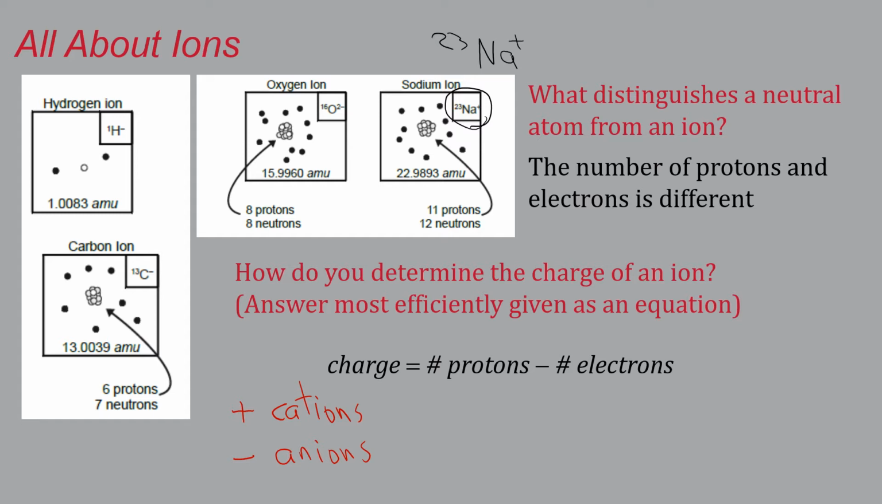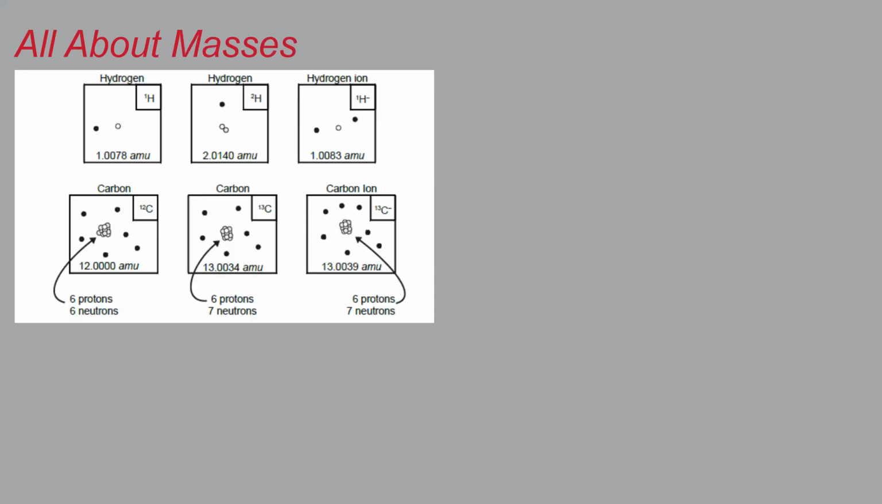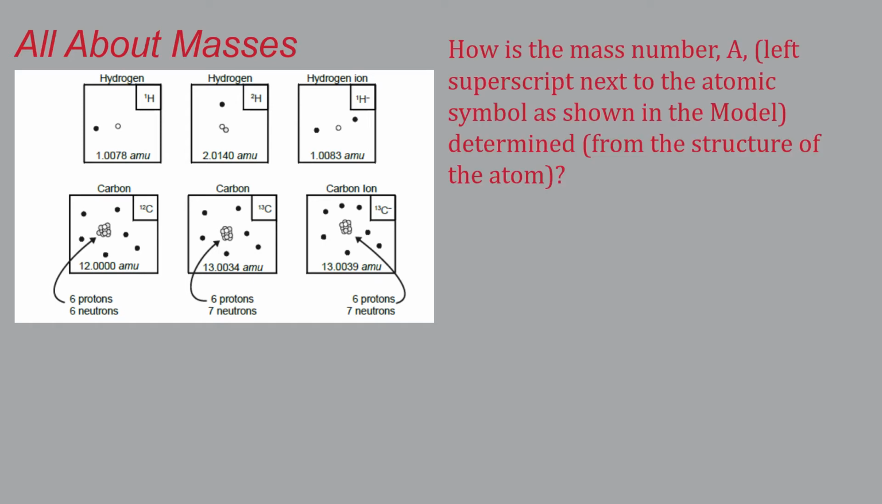All right, just one more slide with cartoon boxes like this. And here it is, and this is going to be all about the masses. I've reproduced the three hydrogen isotopes for you and the three carbon isotopes for you. And now your question is this. How is the mass number, often referred to as A, which in this case is the left superscript, so the 1 or the 13 here, determined? Based on the information in there, tell me how you think we got those numbers.